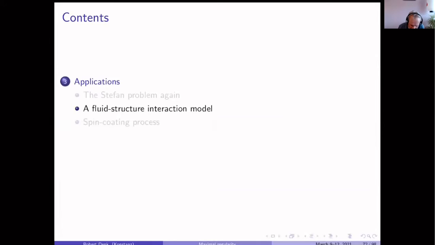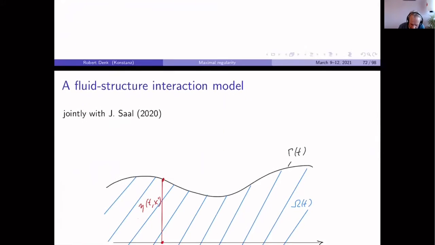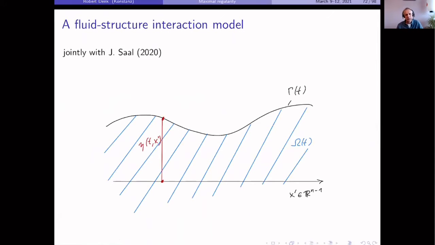Okay. So I come to the second application, the fluid structure interaction model, and this was published in a paper jointly with Jürgen Saal last year. And now I'm very happy because almost everything was said by Matthias Geissert in his very nice presentation. So I can refer to him. In fact, we consider the same equation, almost the same equation, and we come to almost the same results. This is very interesting, and we need to compare our methods and results. And so the hard analysis was explained already in the talk, and therefore I have now some glasses on, the Newton polygon glasses. So I look at this equation with my Newton polygon filter.